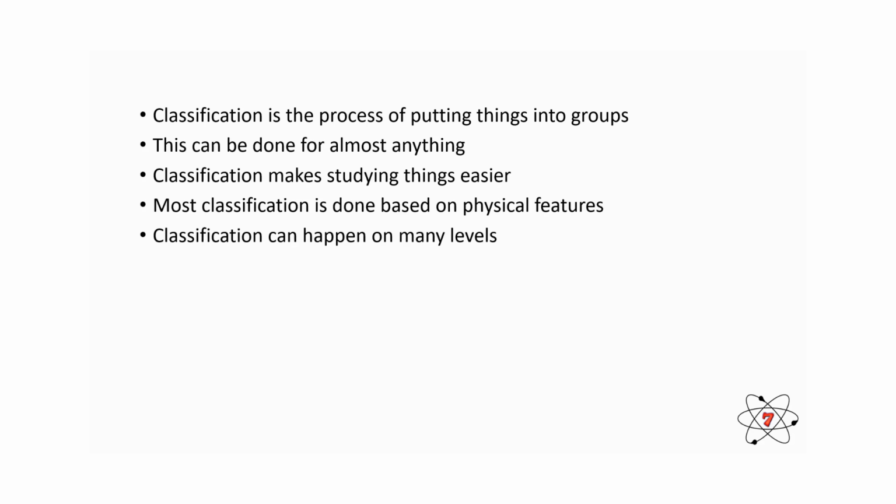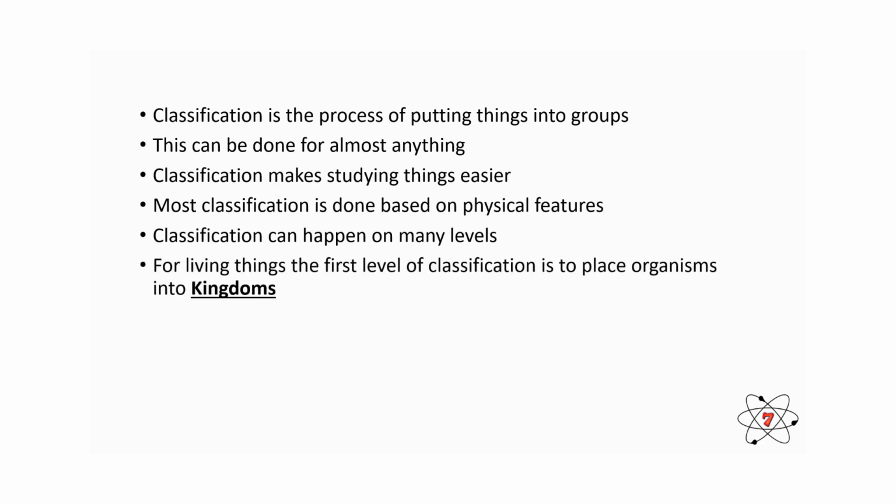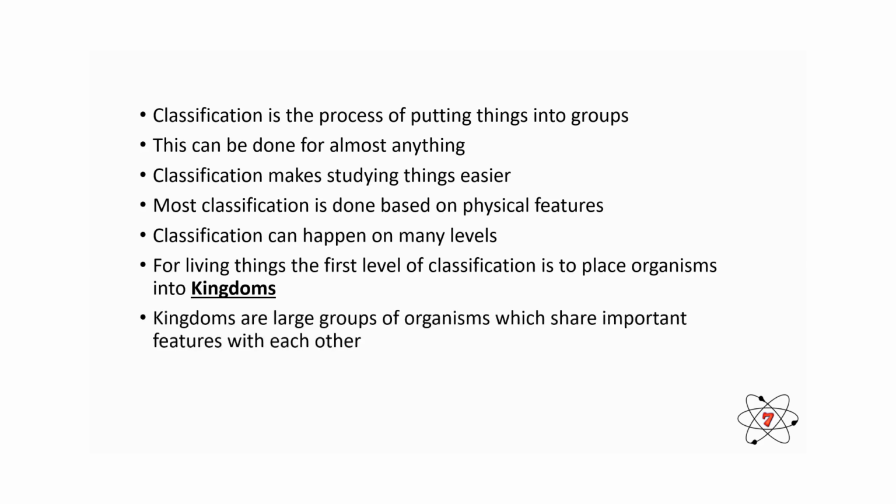Classification also happens on many levels, so you might not choose one feature to classify things with, but you might start off with one and then add more features in as we go. For living things, the first level of classification we have is by putting them into things that are known as kingdoms. Kingdoms are large groups of organisms, and these large groups of organisms share features with each other. And we're going to learn about these 5 kingdoms in a bit.